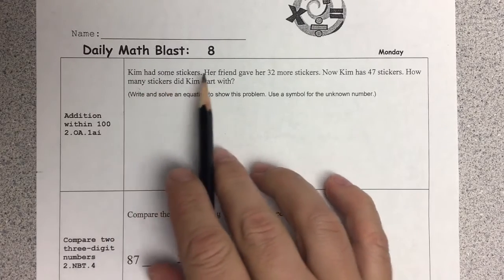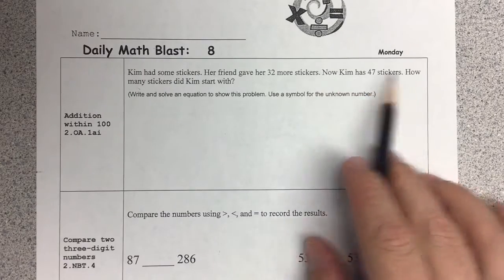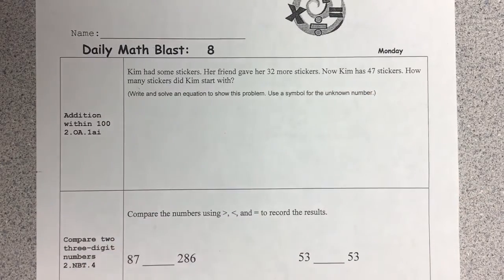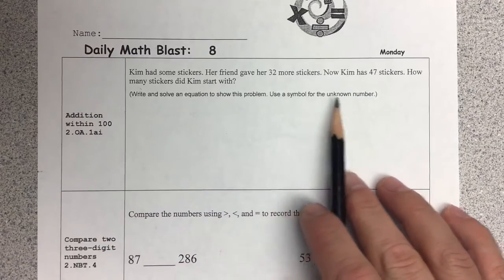Daily Math Blast 8, Addition Within 100. Kim had some stickers. Her friend gave her 32 more stickers. Now Kim has 47 stickers. How many stickers did Kim start with? Write and solve an equation to show this problem. Use a symbol for the unknown number.